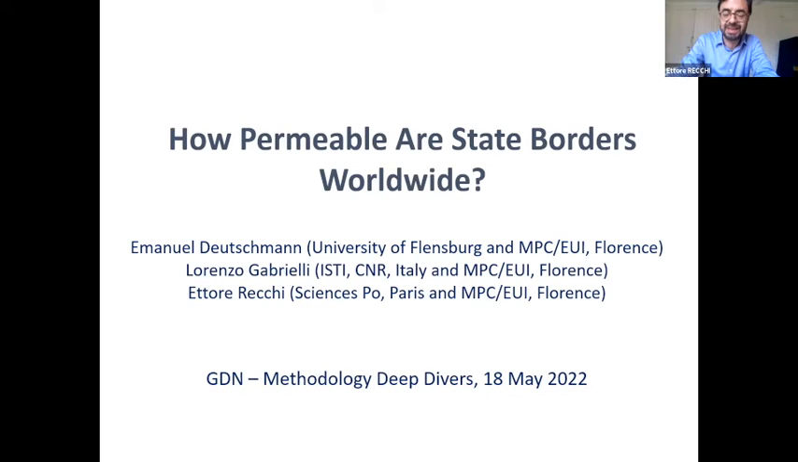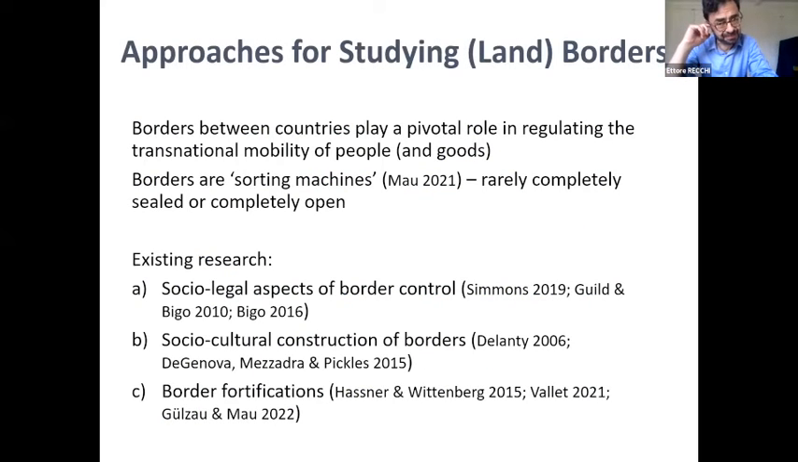We think that visas and borders are key pieces of a migration equation. If you want to know how easy and how extensive mobilities are worldwide, we need to know more about visas and borders. And today we concentrate on borders. Research on borders is not new, it's quite developed.